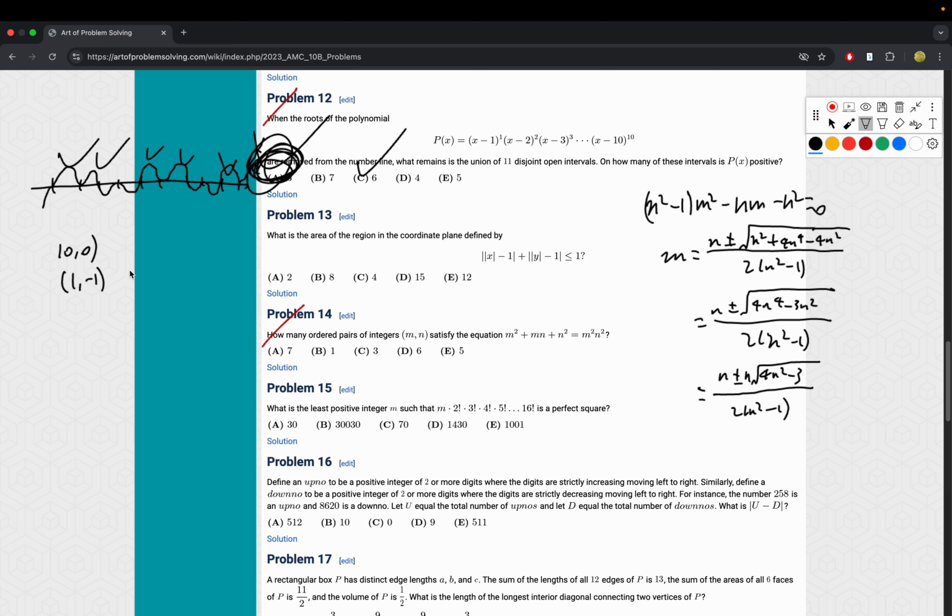And similarly, -1 comma 1 should also work because I found the word, reflective, not symmetric. Let me double check if my calculation is correct. These two cancel out. We have 1 and 1. Yeah, so 1, 1 works. And that is the only solution. Let's try 2. 4 plus 2n plus n squared equals 4n squared.